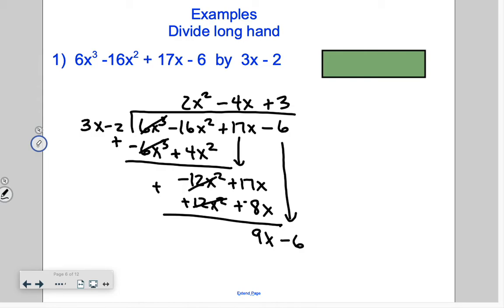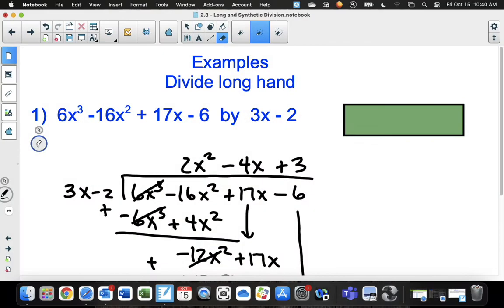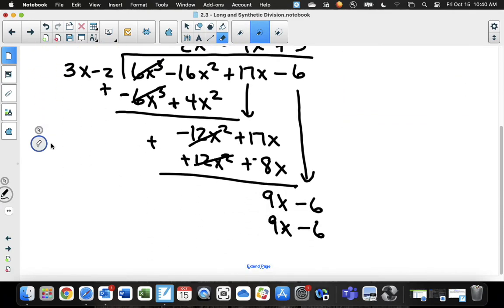3 times 3x is a positive 9x. 3 times negative 2 is a negative 6. And what do you know? We ended up, when we subtract, those cancel out. We get 0 as our remainder, which means, is 3x minus 2 a factor?